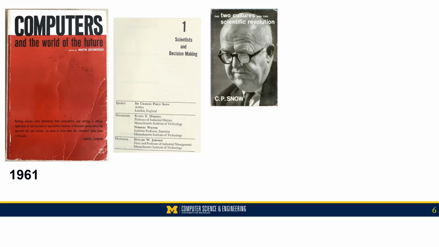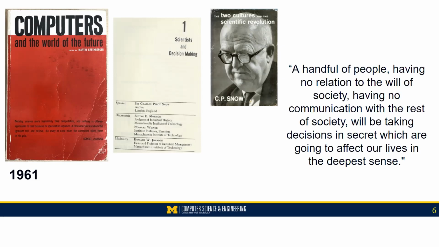He made the argument in his chapter that everybody should take a course in computer science, explicitly including programming. And his reason why was sort of a carrot. More sort of a stick. You'd better. And his argument was amazingly prescient for 1961. He recognized that software was going to rule the world. And he was afraid, quote, a handful of people having no relation to the will of society, having no communication with the rest of society, will be taking decisions in secret which are going to affect our lives in the deepest sense.